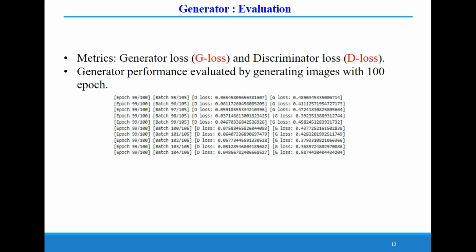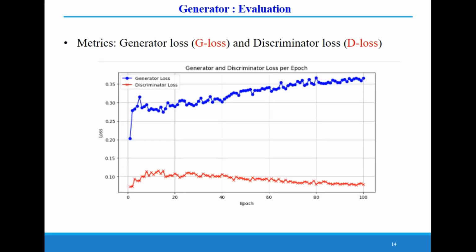And then, for the evaluation, we use the metrics G-loss and D-loss. Generator performance is evaluated by generating images. So, for the outputs, a validity score for each image and label indicating whether the image is considered real or fake. And then, the graph illustrates the progression of the loss values for the generator and the discriminator over 100 epochs during the training of the generative adversarial network.